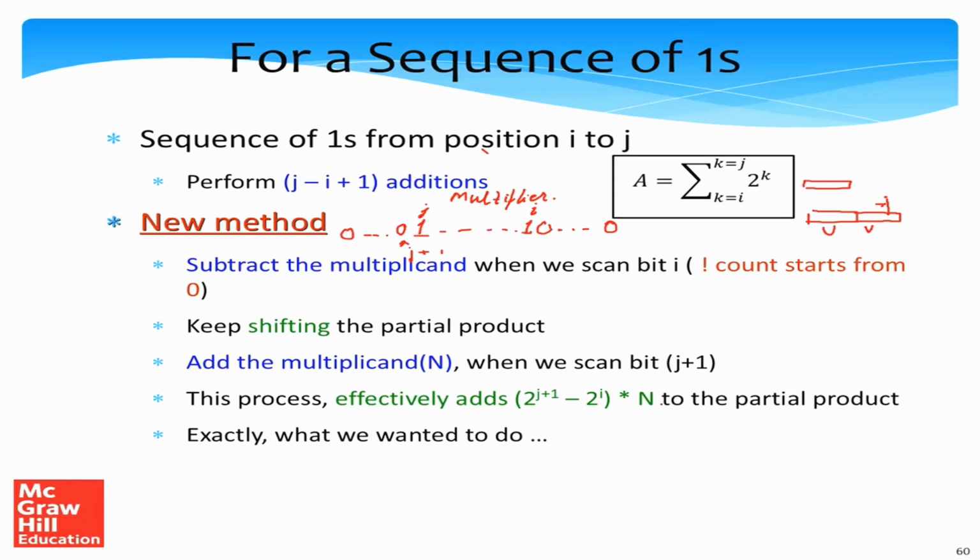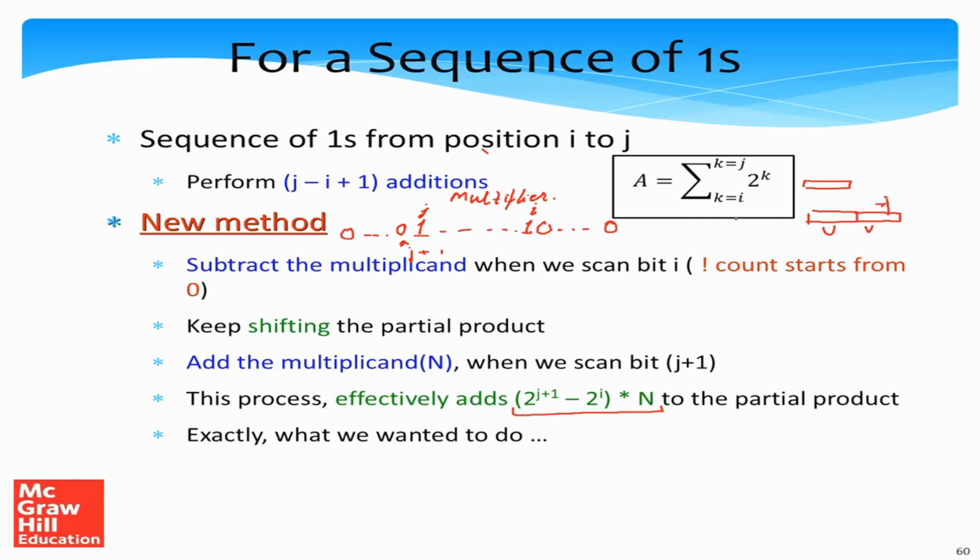So basically in the ith iteration, since we are subtracting the multiplicand, we are subtracting n times 2 to the power i. And in the (j plus 1)th iteration, since we are adding the multiplicand, we are adding 2 to the power j plus 1 times n. So in effect, we are adding this number to the partial product. Well, this is exactly what we wanted to do.